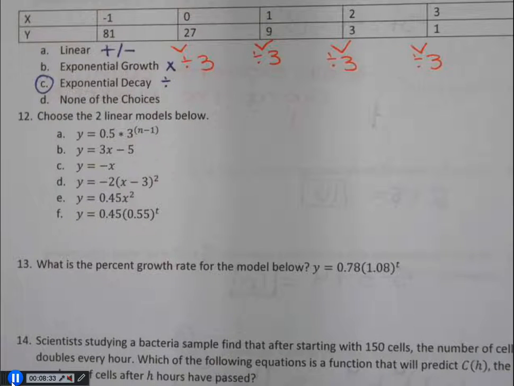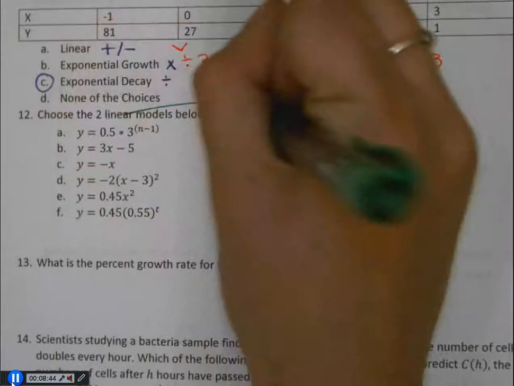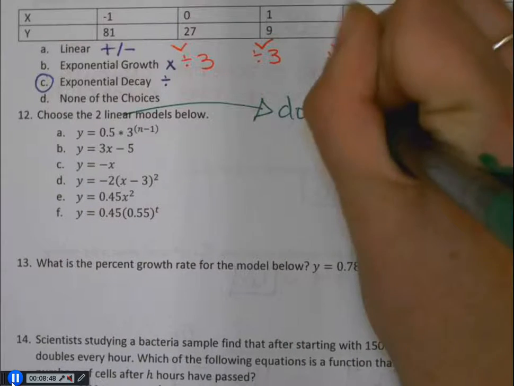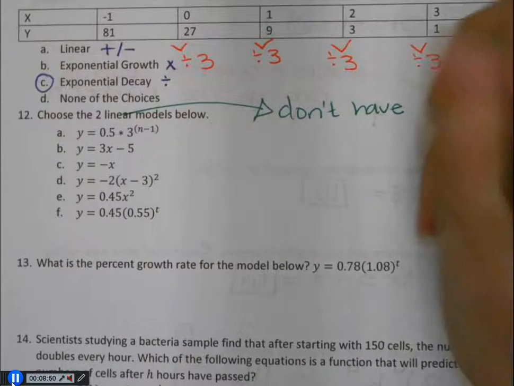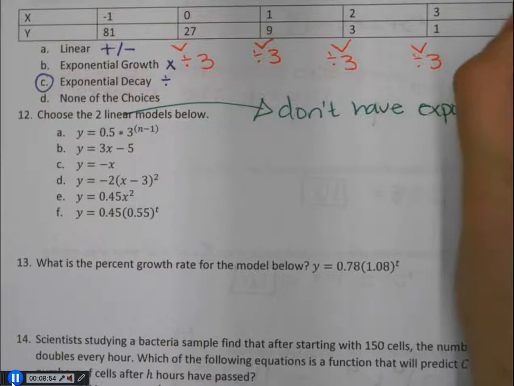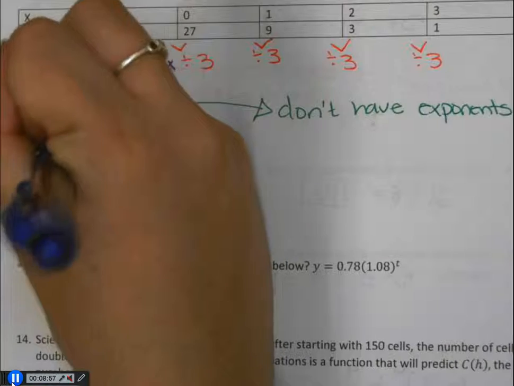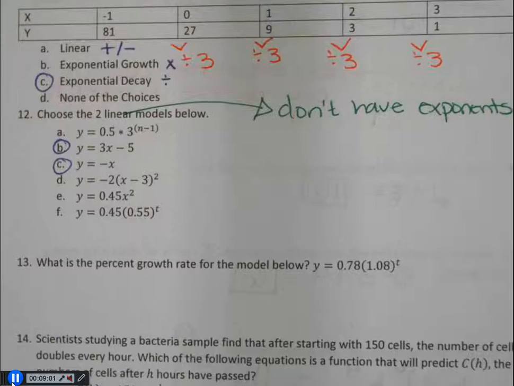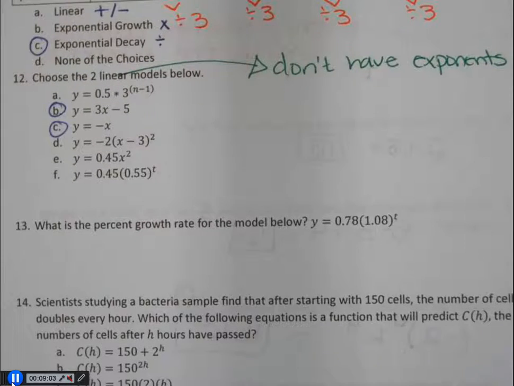Number 12, when it's asking me to choose the 2 linear models below, I'm looking for things that don't have exponents. So which 2 don't have exponents? C and D has an exponent. B. I'm sorry, I'm bad at hearing, okay? B and C. Questions on 12.